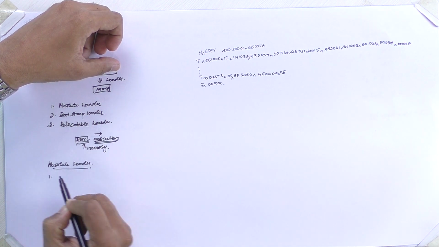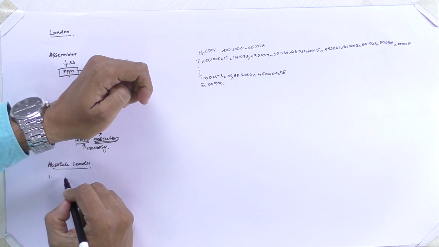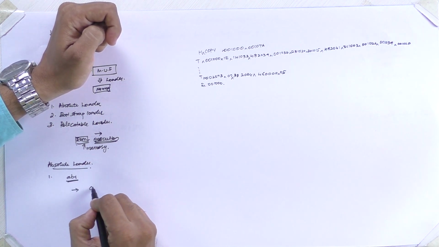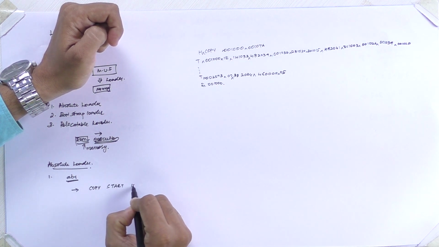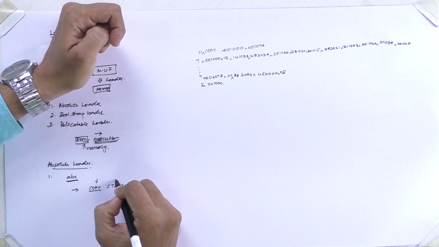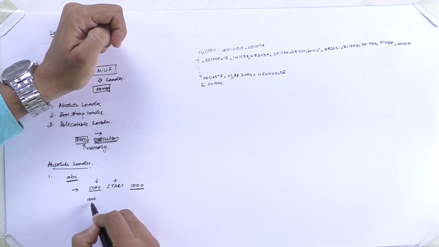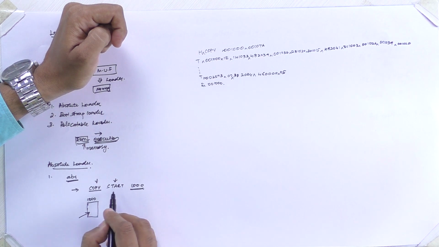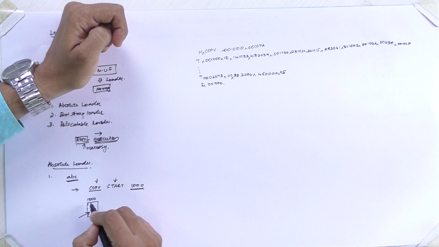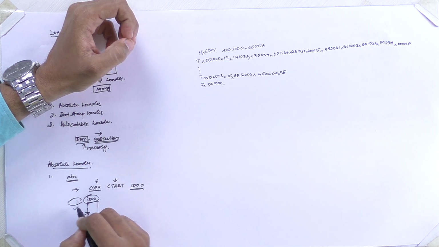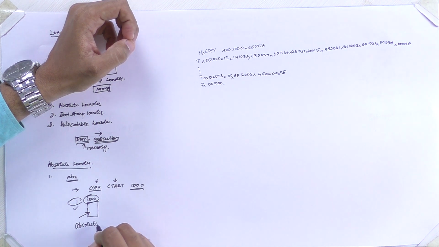Absolute loader, in the sense, will load at the absolute position. For example, suppose I write a program, COPY START 1000. The name of the program is COPY, this is the start of the program, and the starting address is 1000. That means the first instruction will start at location 1000, and the remaining instructions will follow. So, I can load this program only at the memory location 1000. If the program is loaded only at the location specified by the user, it is called an absolute loader. So, an absolute loader will load your program in the exact location specified by the user.